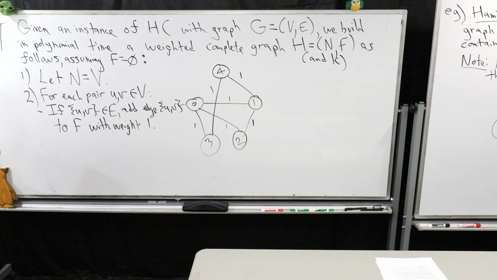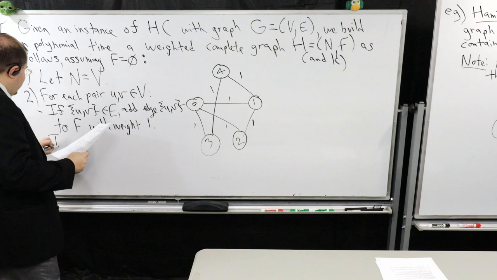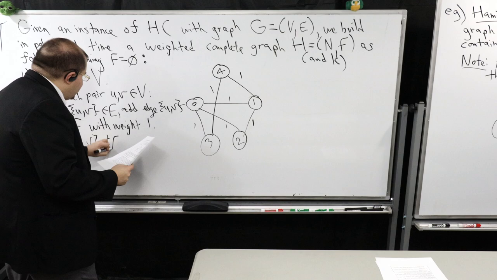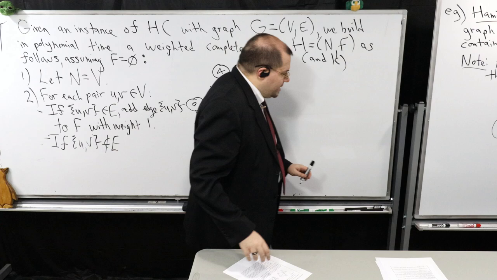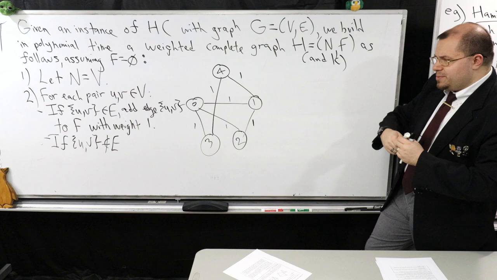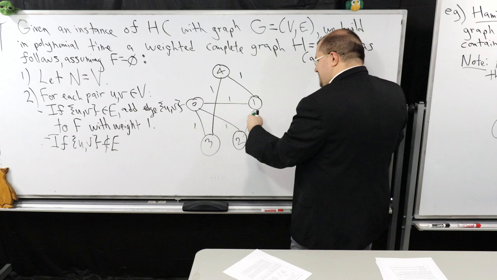I have an idea. So now I'm going to consider this other possibility. Suppose uv isn't an edge in the graph. Here's an idea: suppose I try to make it so that if you take an edge that isn't in G, remember, these are now edges in F.